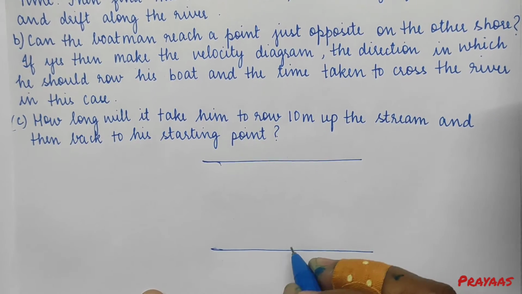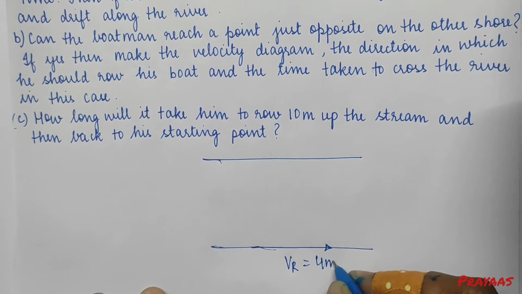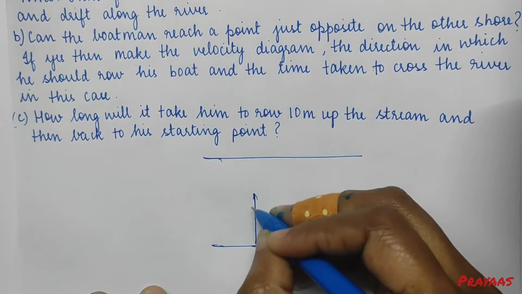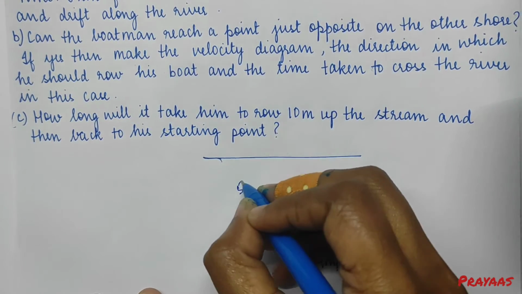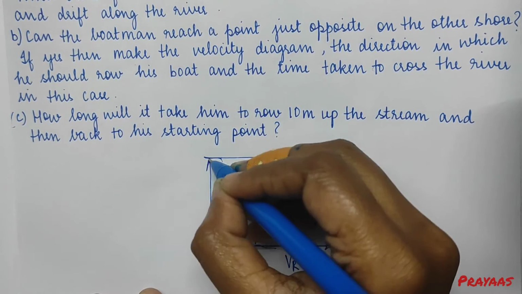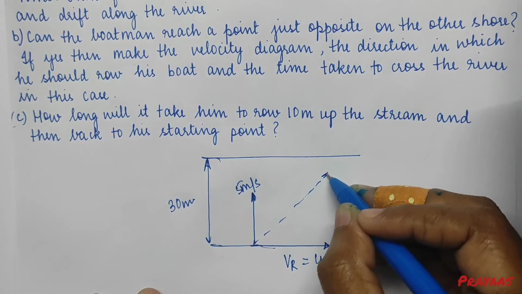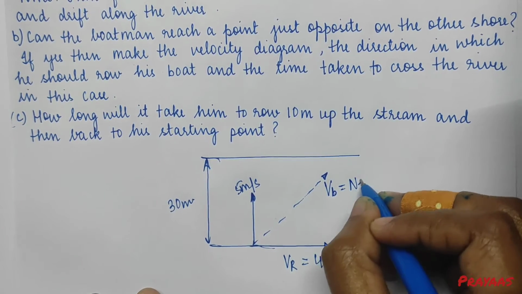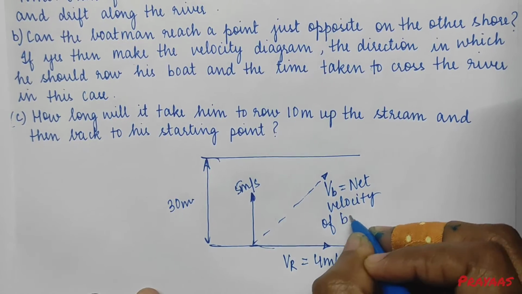This is river, this is velocity of river, that is 4 meter per second. For crossing the river in shortest time, the velocity of the boatman will be perpendicular to the direction of flow. So this will be 5 meter per second, like this. The width of this river is given as 30 meter. So the net velocity of boatman will be like this, VB. This is the net velocity of boatman.